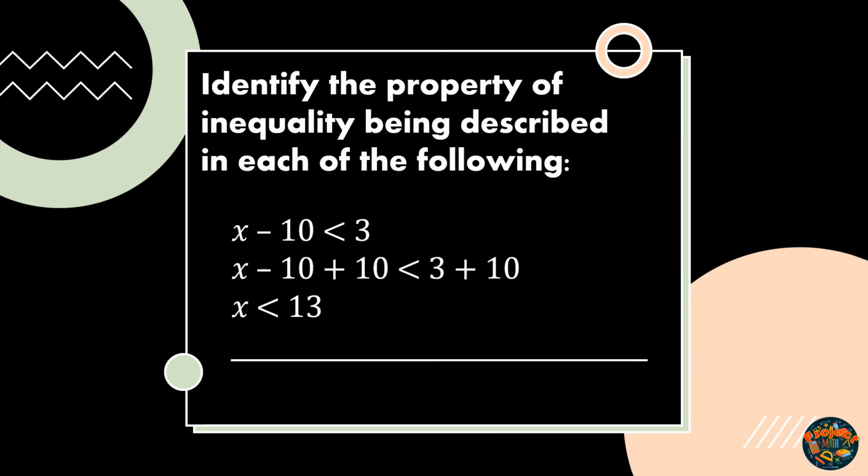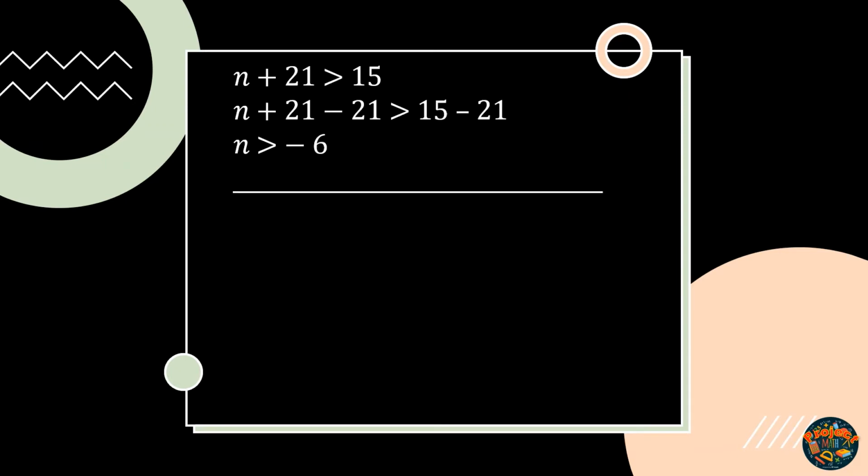Now, let us identify the property of inequality being described in each of the following. As you can see, 10 is added on both sides of the inequality. So we can now say that this is addition property. Next, we have n plus 21 is greater than 15. As you can see in the given statement, we have subtracted 21 on both sides of the inequality. So this is subtraction property.